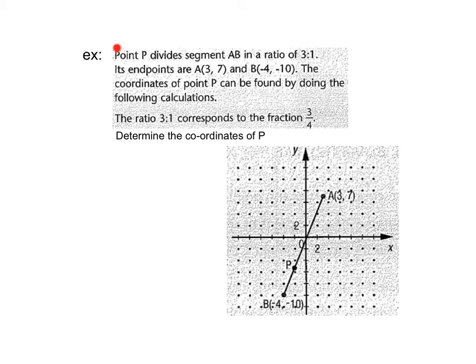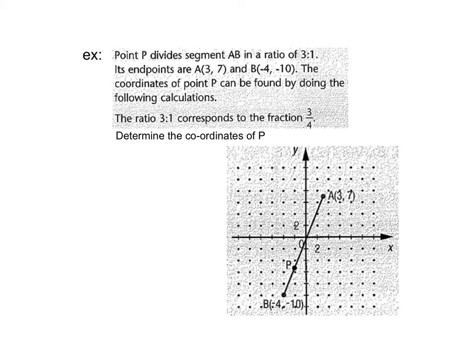So point P divides the line segment AB in a ratio of 3 to 1. Important to note here, AB, meaning we'll be starting at A. Its endpoints are A (3, 7) and B (-4, 10), and you'll see that we graphed them already here for us. The coordinates of point P can be found using the following calculation.